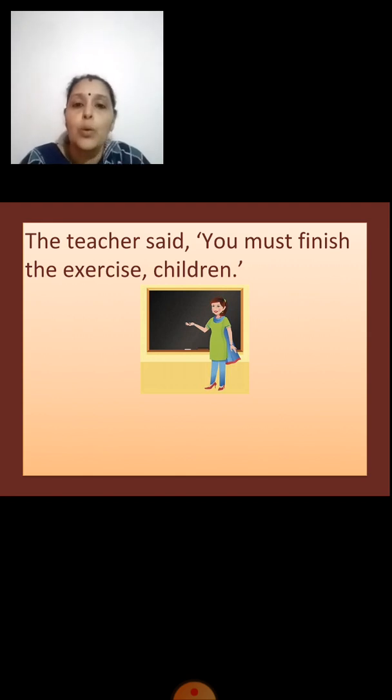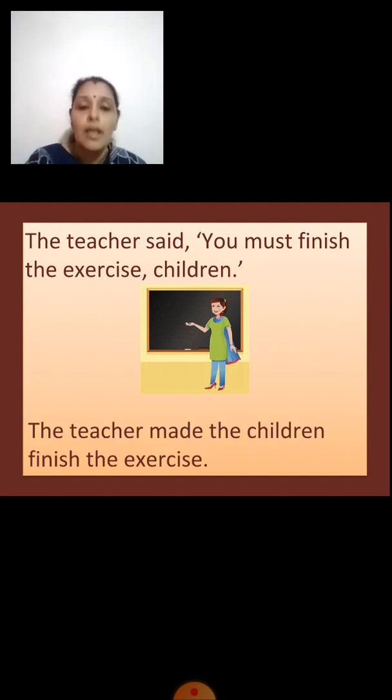Done? So who is the one who's talking? Who is the one who's ordering here? The teacher. So the teacher made, whom has she ordered? Children. To do what? Finish the exercise. So the sentence will be, the teacher made the children finish the exercise. Yes, children? Got it correct? Yes. So let's move to the next one.